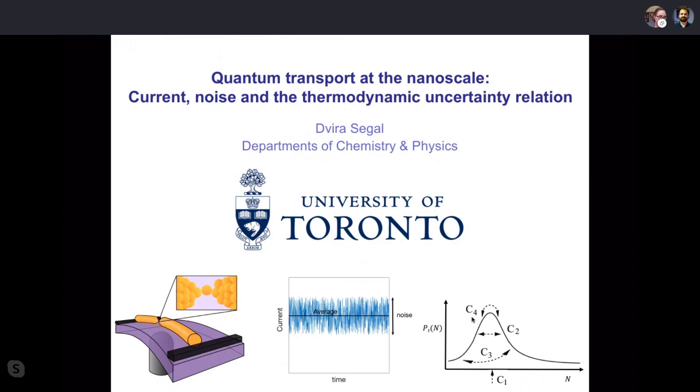And at the left side, you can also see a picture of the experiment that our collaborators had performed with the idea to measure electronic current noise, and eventually one can use it and also study the thermodynamic uncertainty relation.